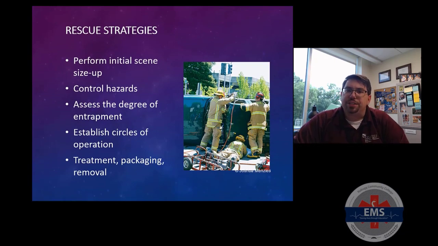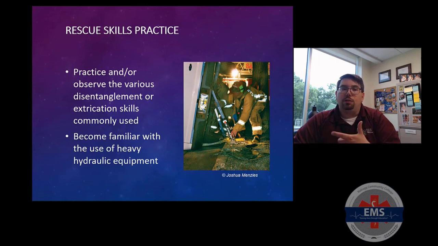There are some strategies that, again, we can employ to help us improve our rescue. These, again, include things like performing a scene size-up initially, working to control and identify hazards, assess what the degree or level of entrapment is, make sure that we establish a circle of operations so we know who's in that group and who's working to help rescue that patient, and then making sure all hands are on deck for treatment, packaging, and removal of our patient from the vehicle. Now, a lot of these practice skills that you will see in rescue situations we use pretty commonly.